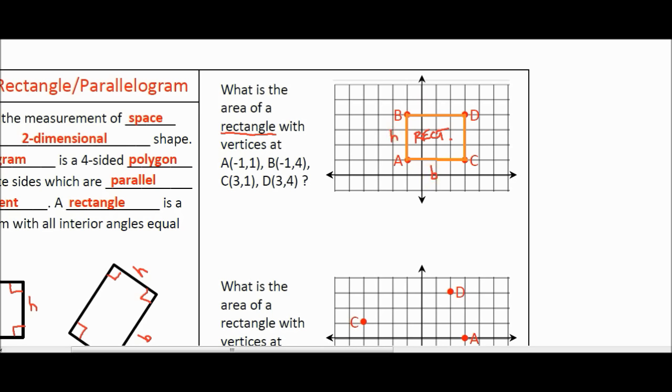And all I have to do now is count units, because the cool part is we've got a vertical line and a horizontal line. Don't need to use the distance formula. 1, 2, 3, 4. So the base is equal to 4. And the height is equal to 3. And I know the area of a rectangle is equal to base times height, which means it's equal to 4 times 3, which is equal to 12.